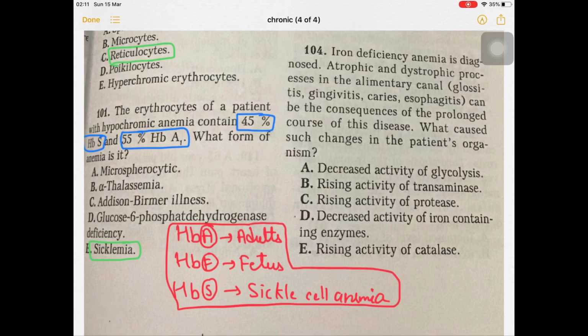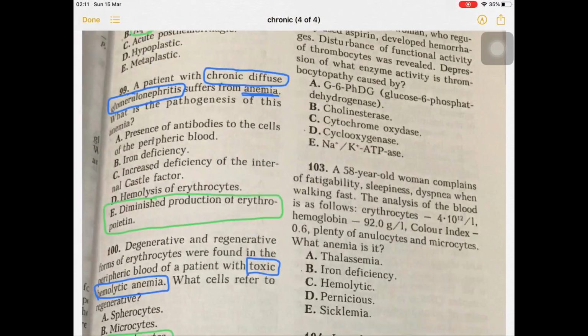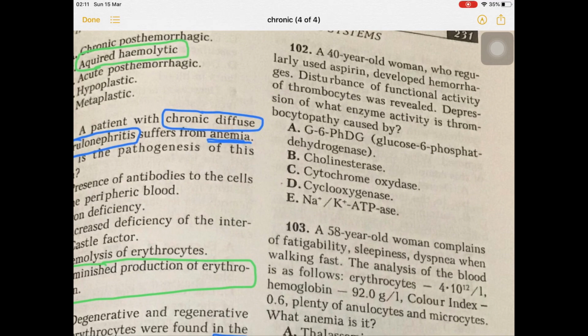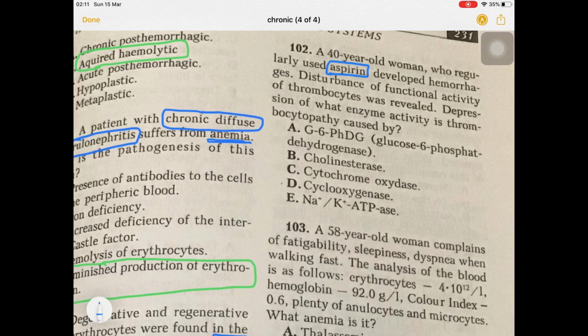Now let's move further. Let's look at question number 102. They are saying that this 40-year-old woman regularly used aspirin. From pharmacology we know that aspirin is also called acetylsalicylic acid, and it comes in the category of NSAIDs, the non-steroidal anti-inflammatory drugs. She developed hemorrhages. Obviously, GIT bleeding may happen because it is inhibiting COX-1 as well. COX-1 is present in the GIT mucosa and can lead to hemorrhages very easily, as a side effect.